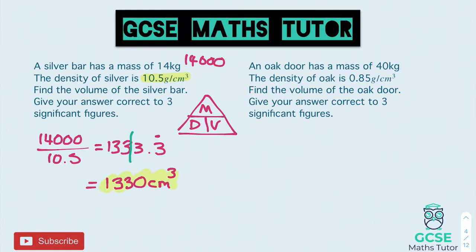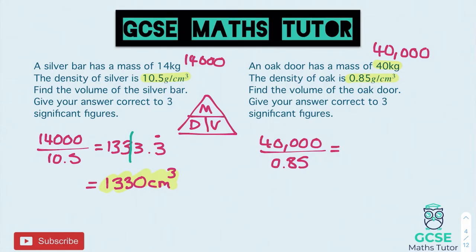Okay, moving on to the next one. We've already got our formula triangle written down, so we'll go with that one. 40 kilograms, and again, it needs to be in grams per centimeter cubed, so we'll change that. That'd be 40,000. And this is about an oak door, so we're working out the volume of the oak door. So 40,000 is our mass, and we'll divide that again by our density, which this time is 0.85. There we go. And we are dividing by a number less than 1, so our answer this time is going to be bigger than 40,000.